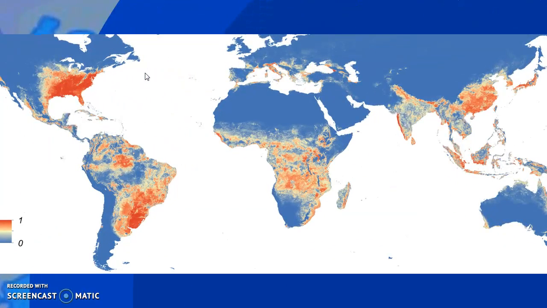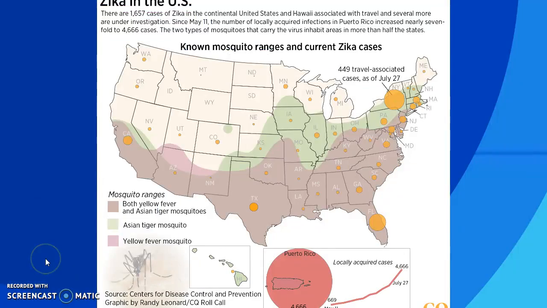So they're currently found on every continent of the world except for Antarctica because of their ability to survive in broad climates, which allows them to be found worldwide. This is a map of the known mosquito ranges in the United States. So the area in the dark purple is where both yellow fever and Asian tiger mosquitoes are found, and past that point in the green areas only the Asian tiger mosquitoes are found.